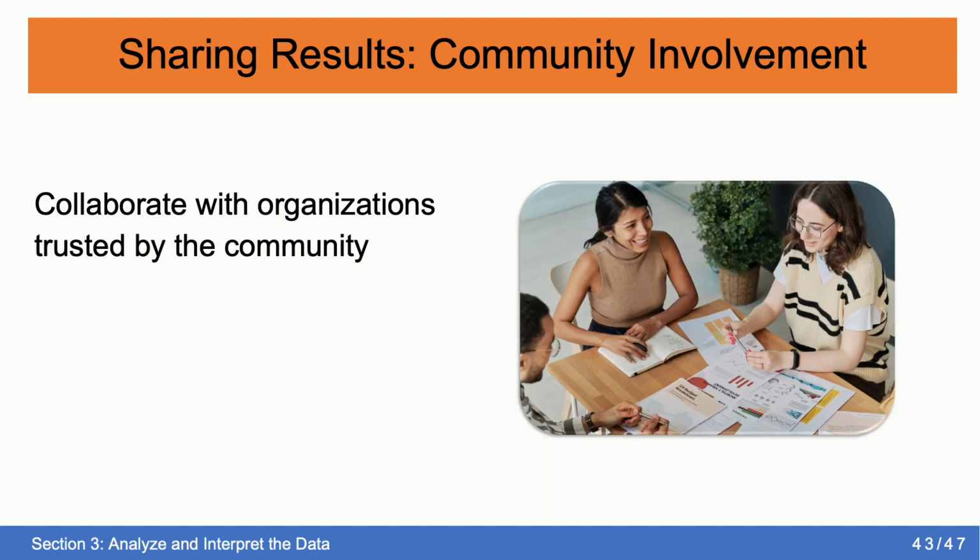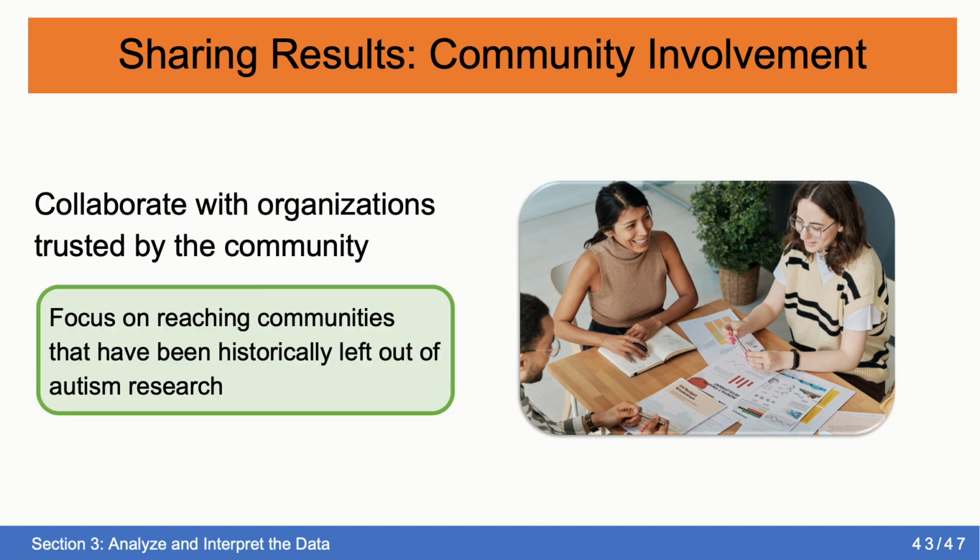Research teams can share their results with community organizations. For example, contacting local autism advocacy groups might help autistic people learn about their results. It can also be helpful to work with organizations focused on health and education. Many communities are not given resources to learn about autism results. It is important for researchers to think about how they can share results with people who are often left out.